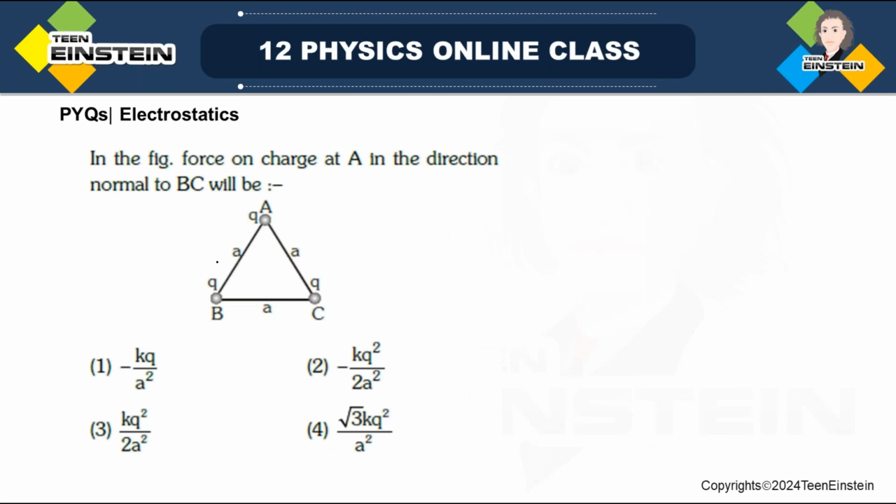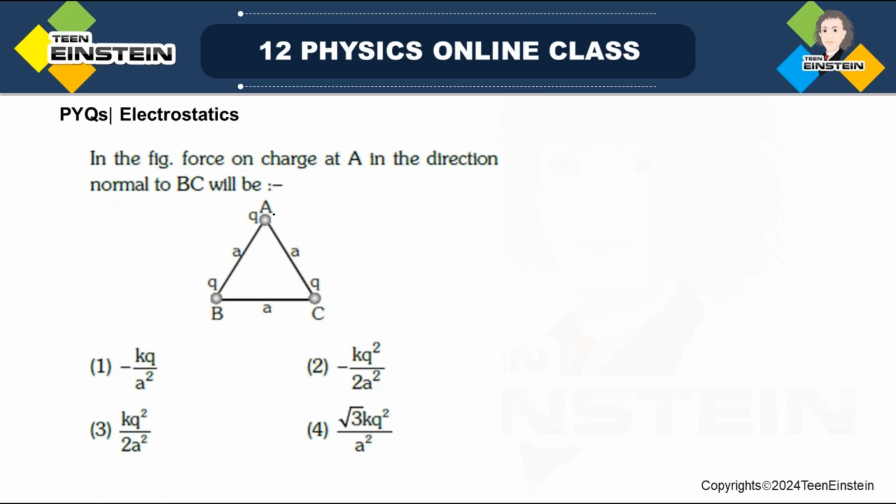This is a very simple question, and also a question from the examples, maybe an example of the NCERT textbook. So in the figure, we have to find out the force on charge A in the direction normal to BC. See, all the charges are Q, having the same charge Q, Q, Q, and as you see, this is actually an equilateral triangle.